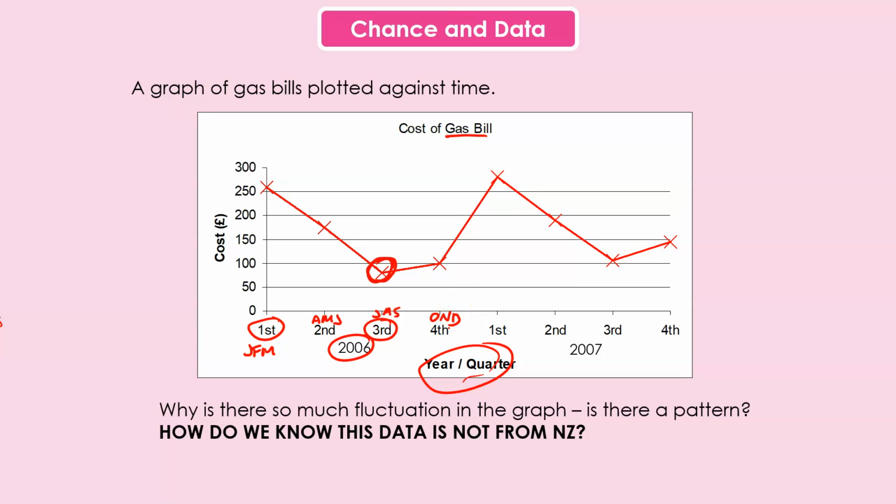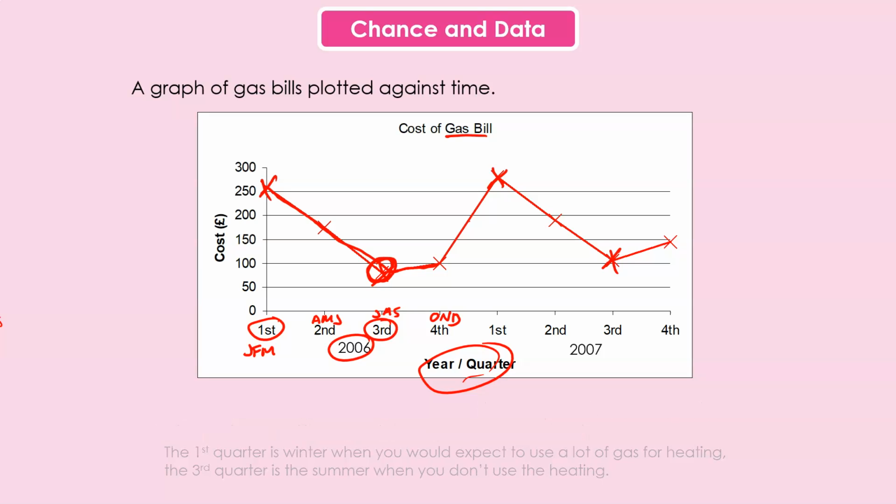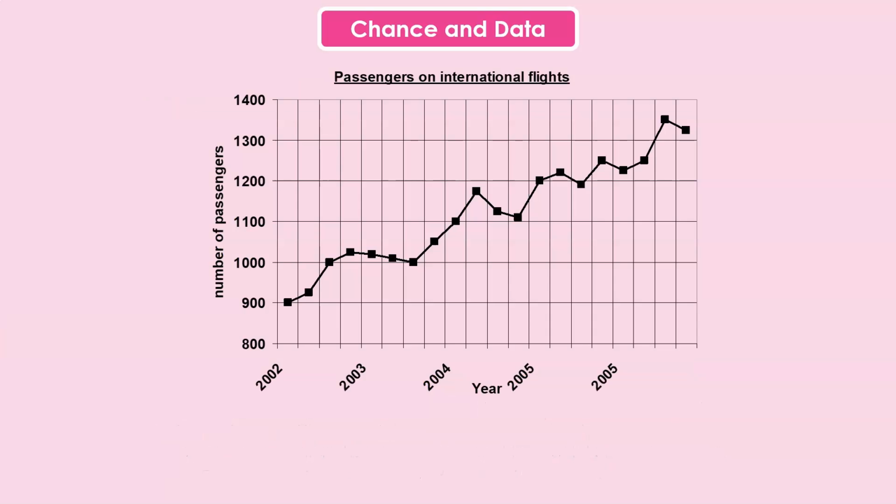So it doesn't make sense in the New Zealand climate that the cheapest gas bill, which we use for heating, would be in July, August, September. But actually those are the summer months of the Northern Hemisphere. The other thing we should notice is that because of the changes of months, that's why it goes down. So our peaks are happening in winter and our troughs are happening in summer. So that's a pattern that you would expect to repeat.